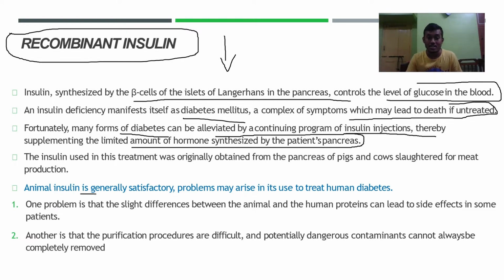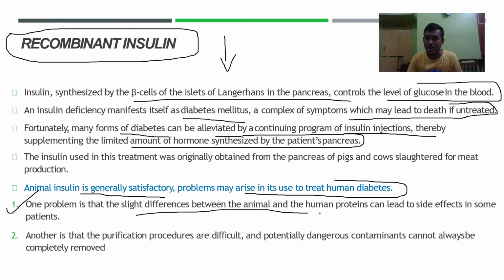Animal insulin is generally satisfactory, but problems may arise in its use to treat human diabetes. One problem is the slight differences between the animal and the human proteins, which can lead to side effects in some patients. Secondly, there are potentially dangerous contaminants which cannot always be completely removed during the filtration process. These are major threats to human life. That is why animal insulin is not always preferred over normal insulin.